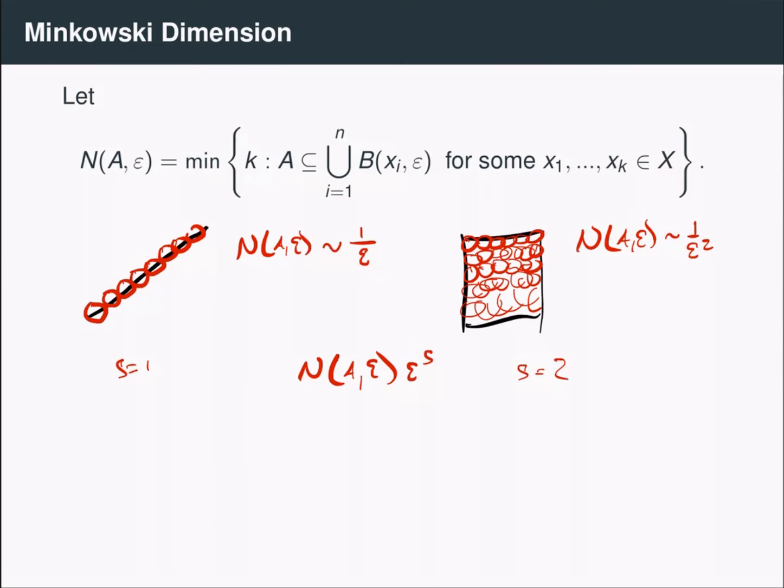Now, the idea of Minkowski dimension is to extend this idea to general sets by defining a dimension that measures how fast this number N_A(epsilon), the counting number, grows as epsilon goes to 0. Or that is to say, what power of 1 over epsilon is this function growing like as epsilon goes to 0? However, it's not the case that there's always some unique value S for which this limit exists.